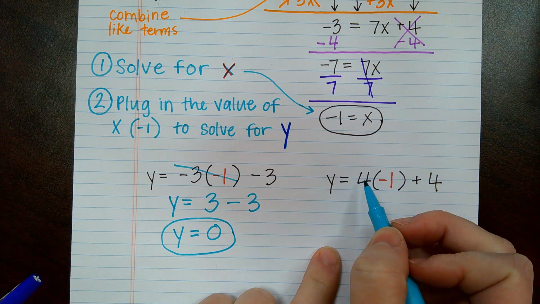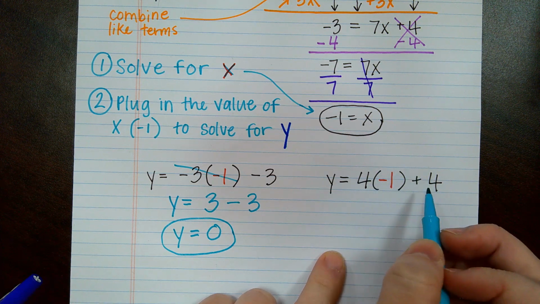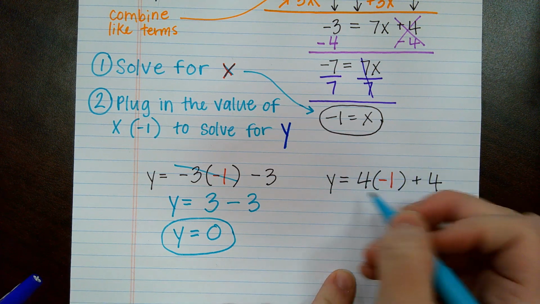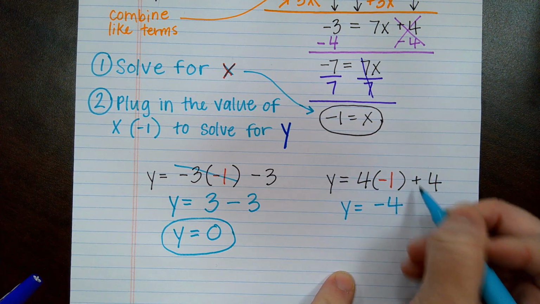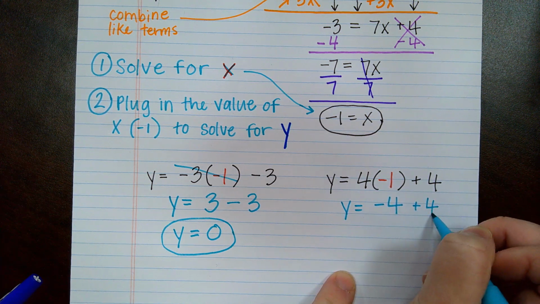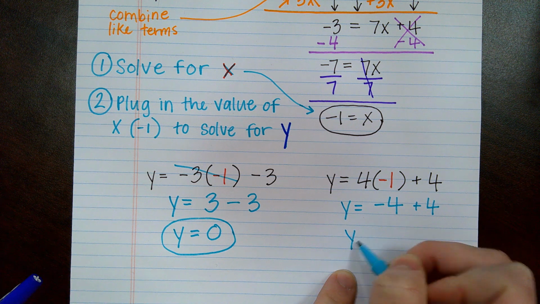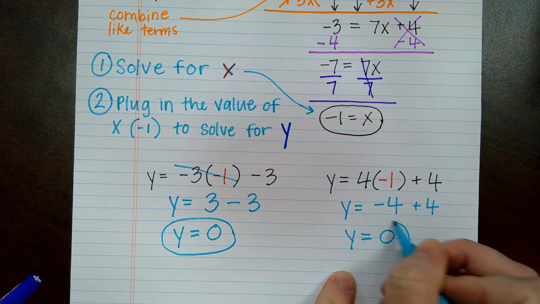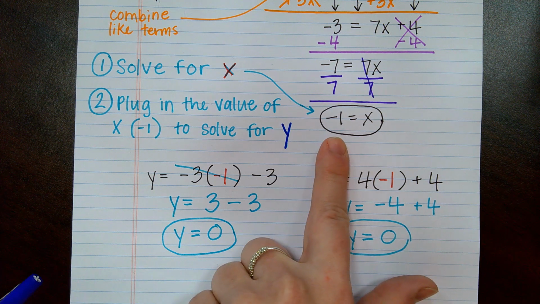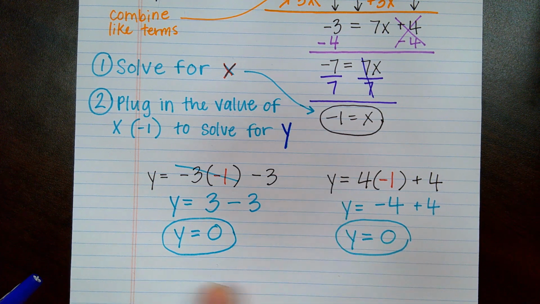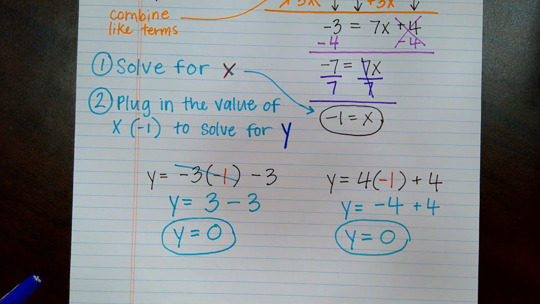So just to show you that both equations will work, let's do the second one as well. y equals 4 times -1 plus 4. What's 4 times -1? -4 plus 4. And what's -4 plus 4? 0. Both of these work. So we got a value of x, which is -1, and then we got our y value, which is 0.